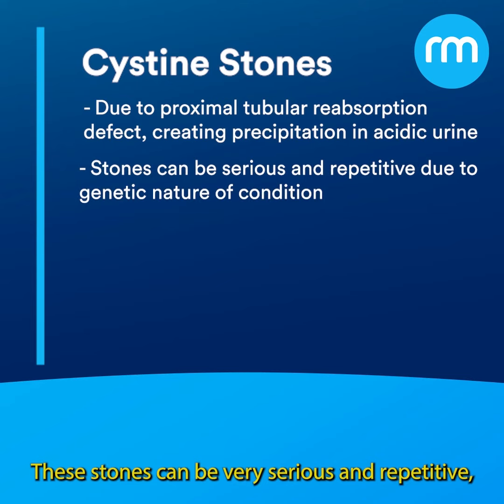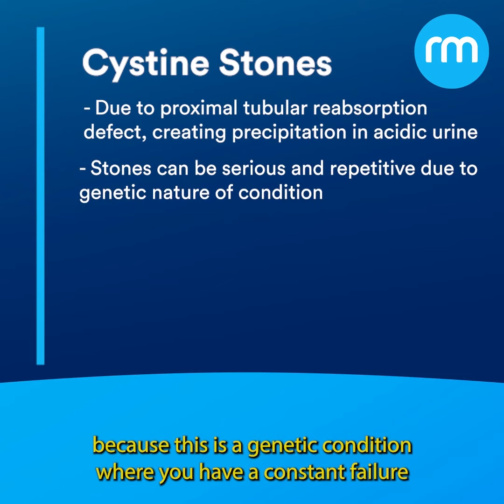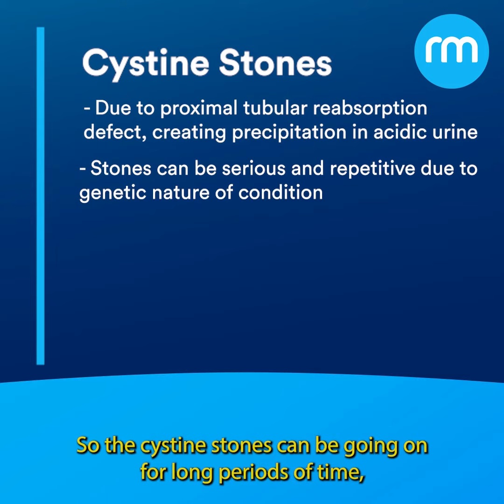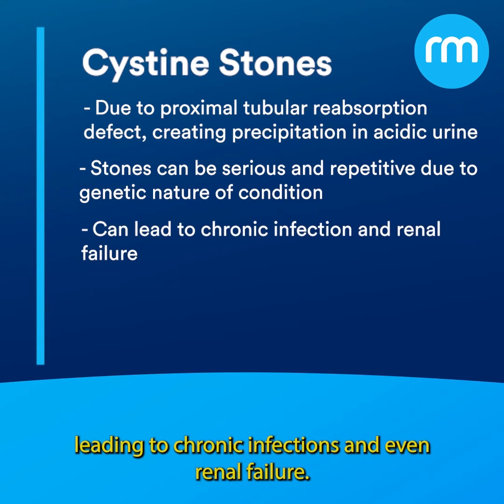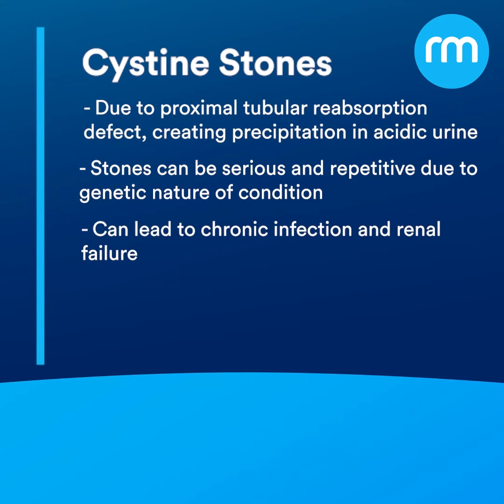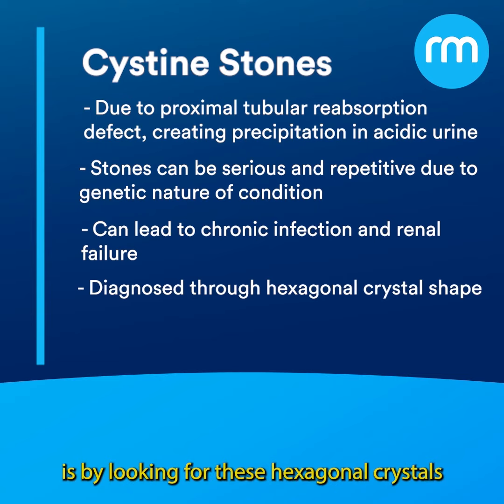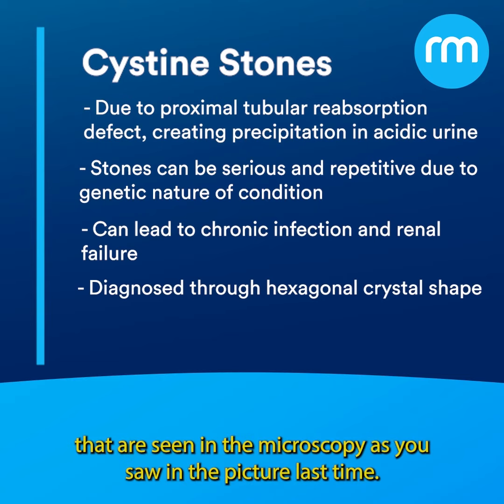These stones can be very serious and repetitive because this is a genetic condition where you have a constant failure of cysteine reabsorption. So these cysteine stones can be going on for long periods of time, leading to chronic infections and even renal failure. The way you diagnose these cysteine stones is by looking for these hexagonal crystals that are seen in the microscopy, as you saw in the picture last time.